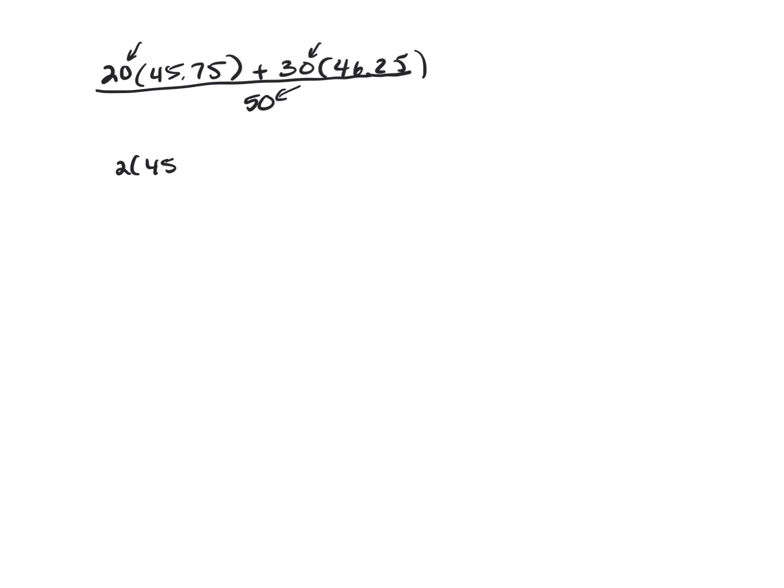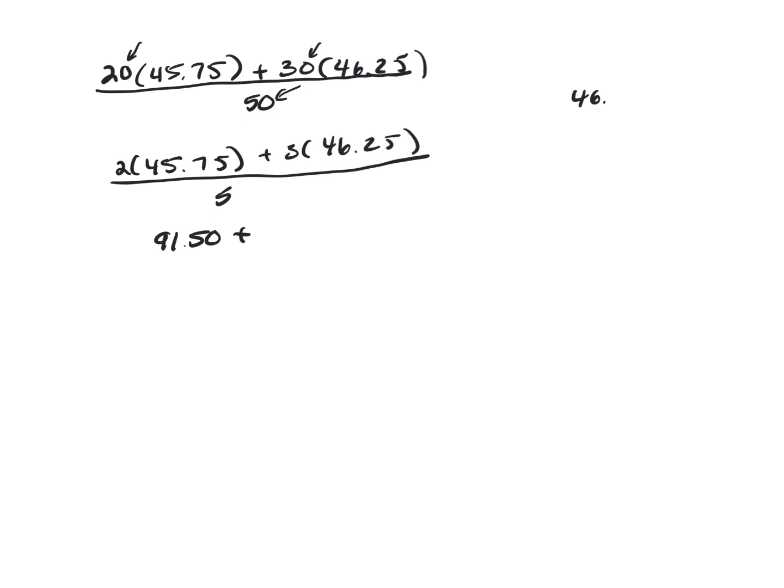So that's 2 times 45.75 plus 3 times 46.25 divided by 5. And then I can tell that 2 times 45 is 90, and then 2 times 75 is $1.50. So that ends up giving you $91.50. Plus, now 46 times 25 I can't do in my head. That's 3 times 5 is 15. It's going to be a 7, 18, 12, 138.75.